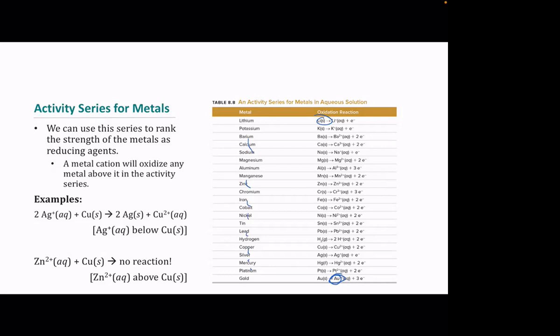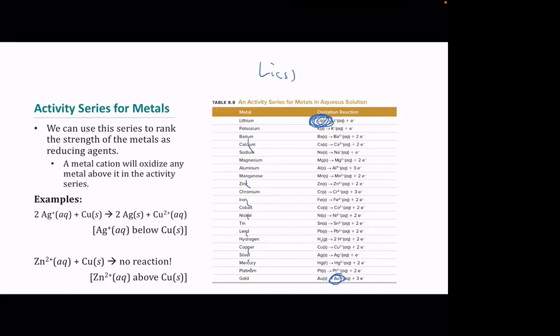This is what's confusing about the way they do it. I'm so used to reduction tables. The best reducing agent here is this, because it's the most likely to be oxidized. It's the highest on the table, you see? Lithium metal is the best reducing agent because it's the most likely to be oxidized.